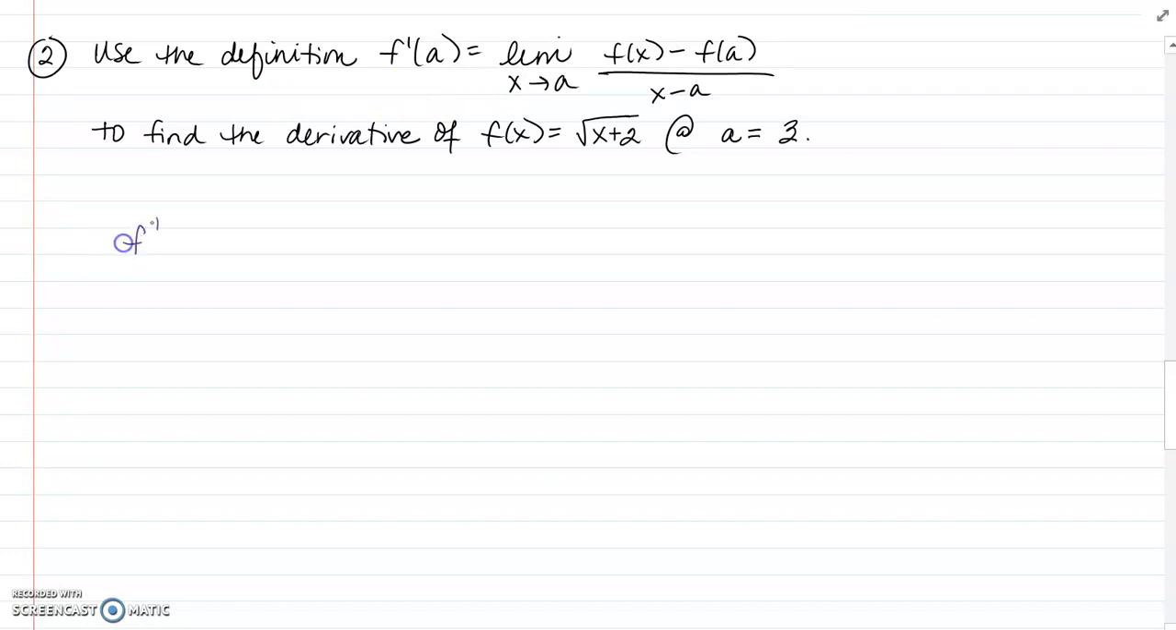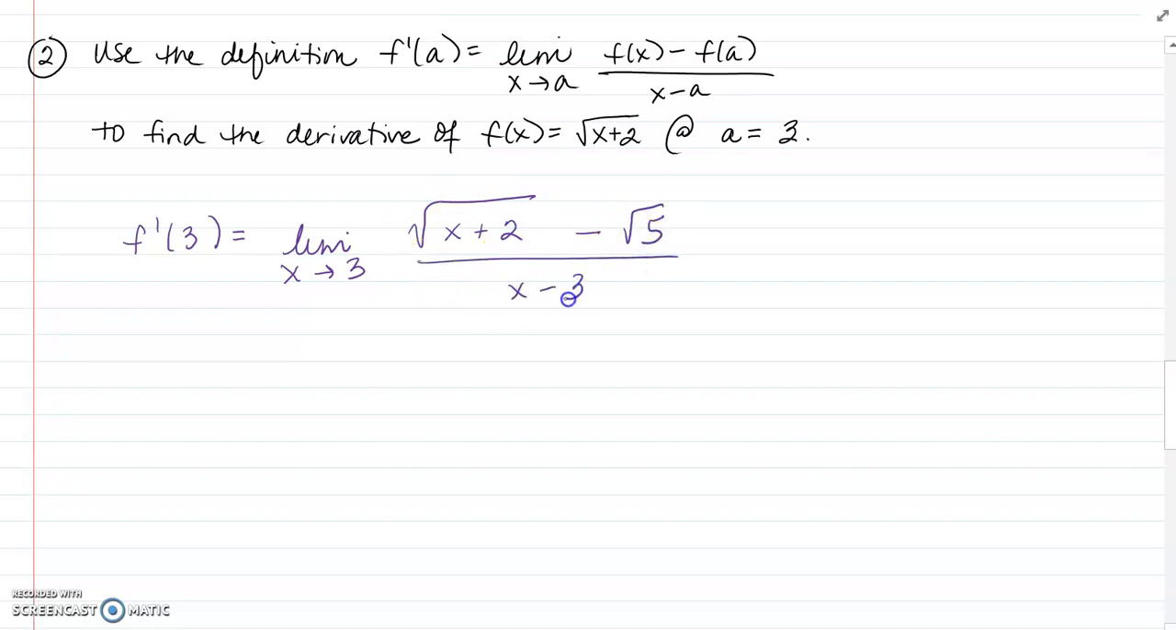So here we go. F prime of 3 is equal to the limit as x goes to 3 of f of x minus f of a, and so f of a will be root 5 all over x minus 3. The challenge with this problem is the square root.